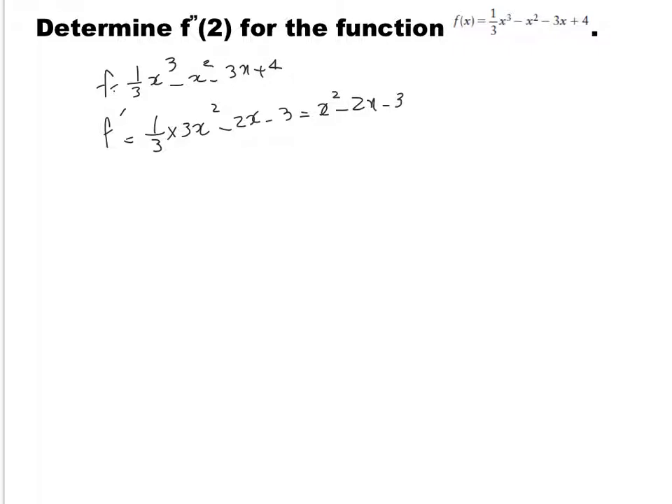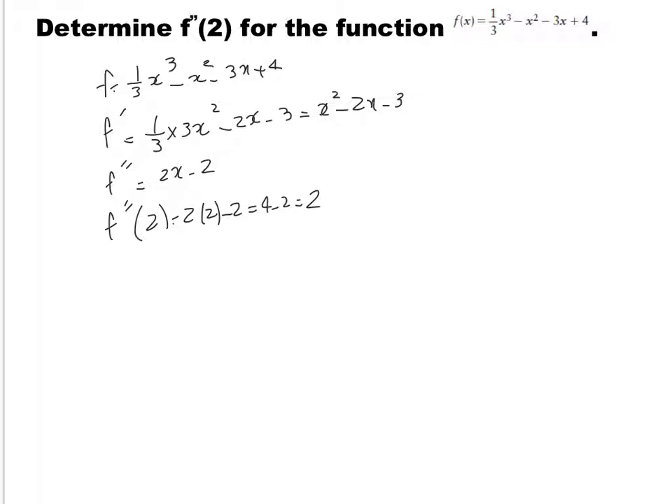The second derivative is going to be found in exactly the same way. So the second derivative, which we denote with f double prime, is going to be equal to 2x minus 2. Now f double prime of x, where x is 2, is 2x, so 2 times 2 minus 2, which is 4 minus 2, which is going to be 2.